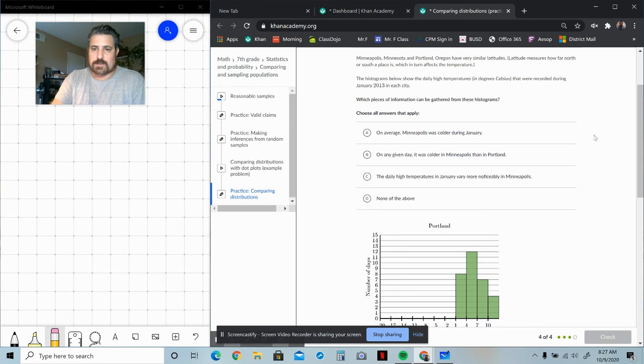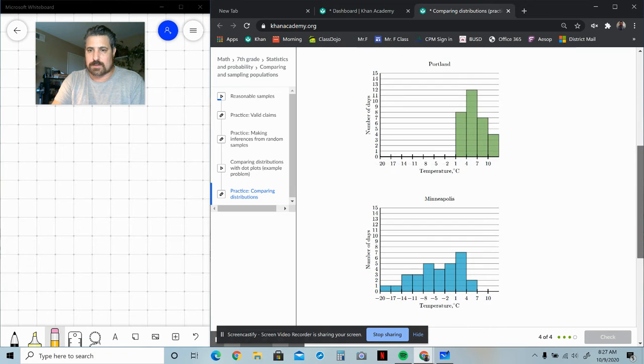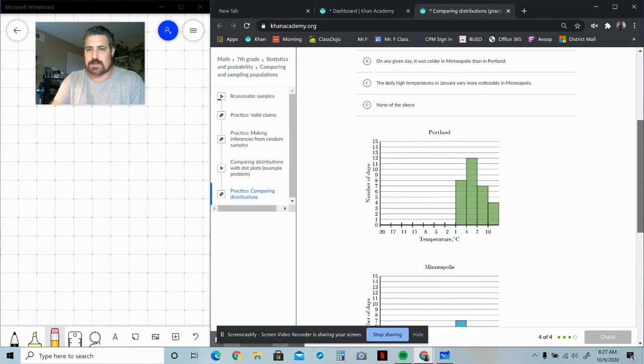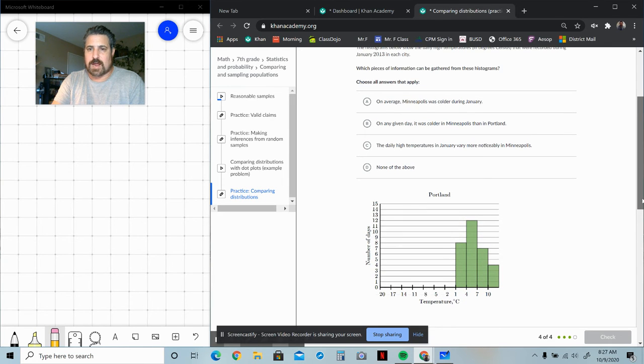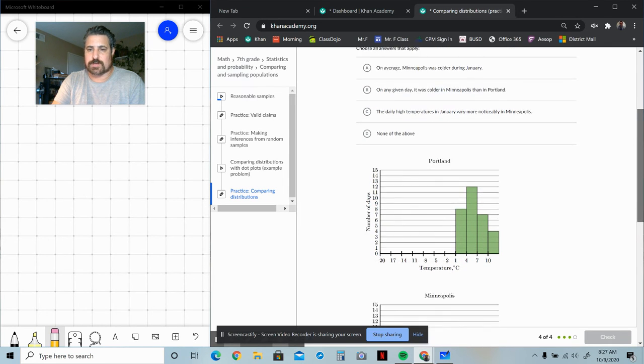All right, so let's take a look at these histograms and see if we can analyze this. It says on average, Minneapolis was colder during January. Okay, let's take a look at the two. So here we got the number of days, and here we have the temperature in Celsius. The number of scales seem to match, so we can just look at it pretty comfortably, and we compare these two. And so Portland is definitely on the higher side, and Minneapolis is on the lower side.